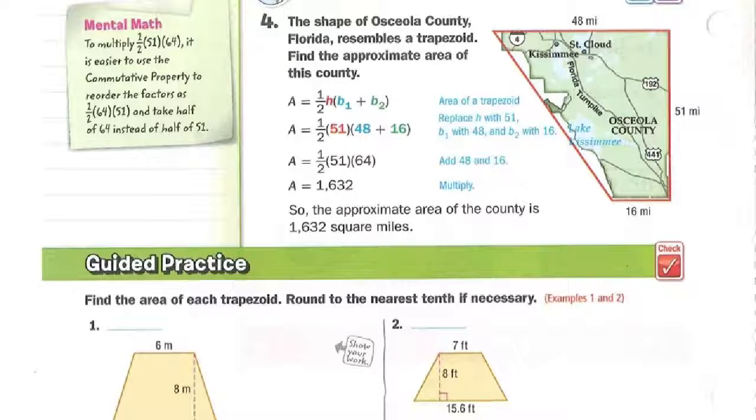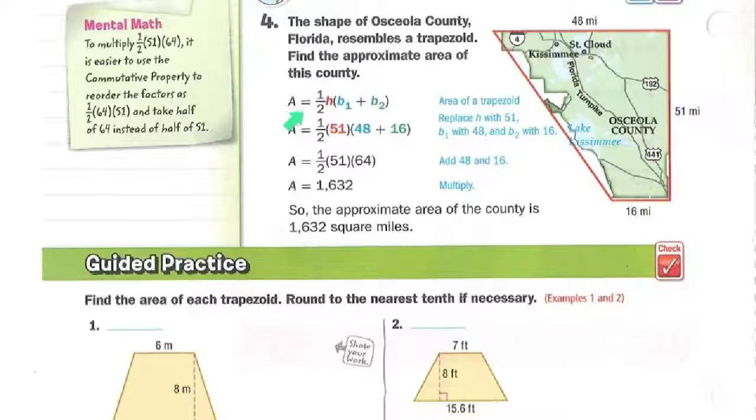Okay, we have kind of a real-world example here. The shape of Osceola County, Florida resembles a trapezoid. You can see that here. Find the approximate area of this county. Remember, approximate means sort of not exact. It can be an estimate.